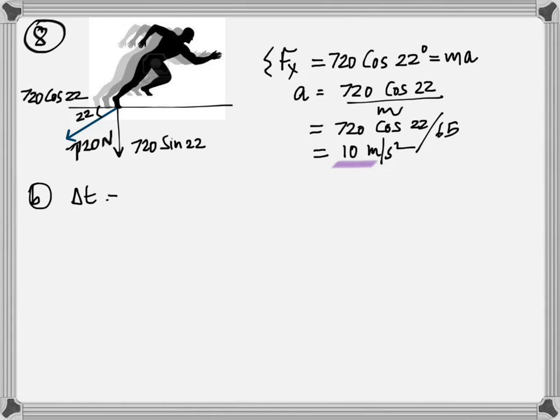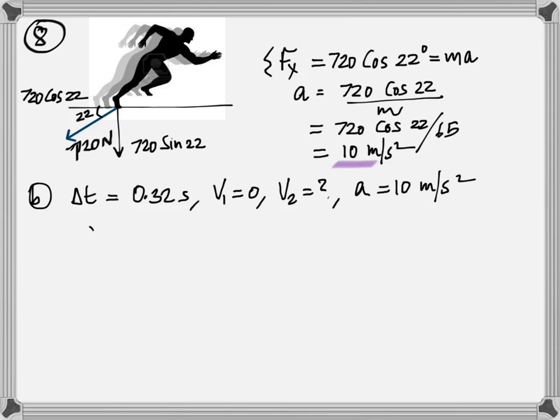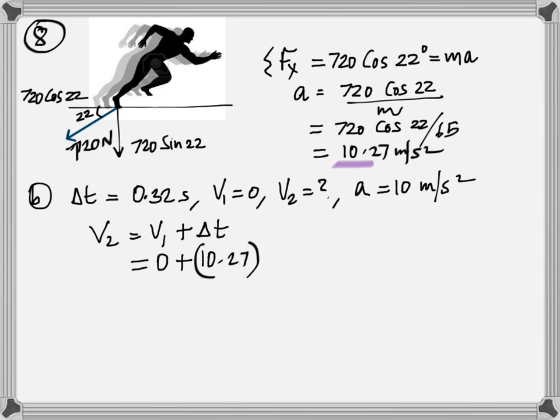A is 10 meters per second squared. In B, time is given, the initial velocity is 0, the final velocity is what you have to find, and A is 10 meters per second squared. Use this formula. But it was 10.27, so 10.27 times 0.32 gives you 3.286 meters per second.